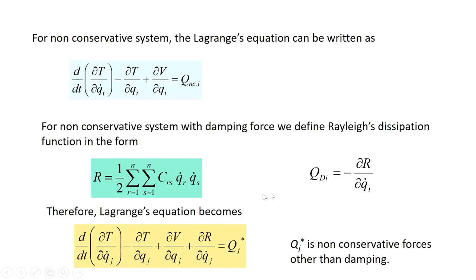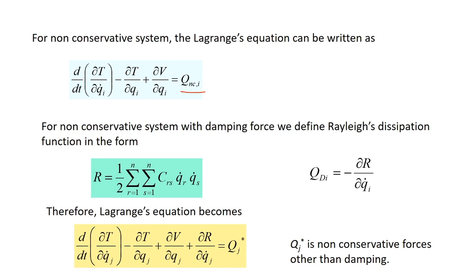Okay. Now, let us see for a non-conservative system, the Lagrange's equation can be written as d by dt of del T by del q_j dot. That is, first we will do this operation, that the kinetic energy is differentiated with q_j dot. Then this result is again differentiated with respect to time, minus del T by del q_j. There is no differential derivative of this generalized coordinate, plus del V by del q_j equal to Q_nc_j. So, this is the non-conservative force field. That contains the damping force or applied force in a dynamic system.